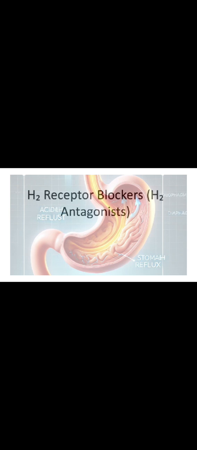When food enters the stomach, different substances stimulate acid secretions. One of the most important stimulators is histamine, which is released from enterochromaffin-like cells. Histamine binds to H2 receptors present on the parietal cells. This activates the proton pump, also known as the hydrogen potassium ATPase, resulting in the secretion of hydrochloric acid in the stomach. So why do we need H2 blockers?